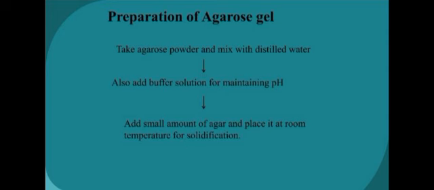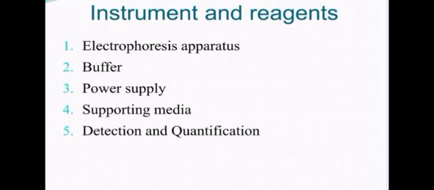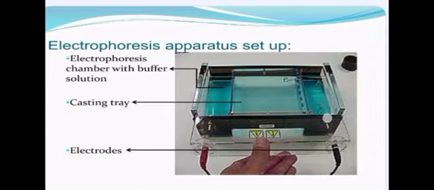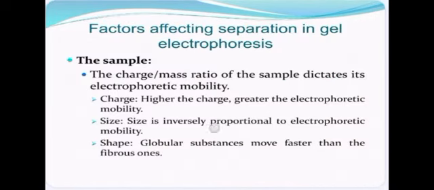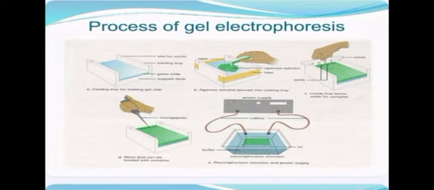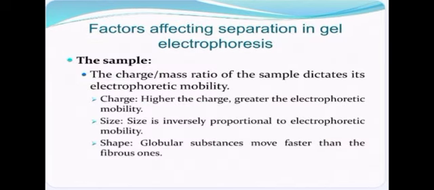Next we see preparation of agarose gel. Next we see the instruments and reagents. What are the instruments we use in the gel electrophoresis, that we also see today. Electrophoresis apparatus, buffer, power supply, supporting media, detection and quantification, that we also see. Next we see the process of gel electrophoresis. Next we see factors affecting separation in gel electrophoresis.